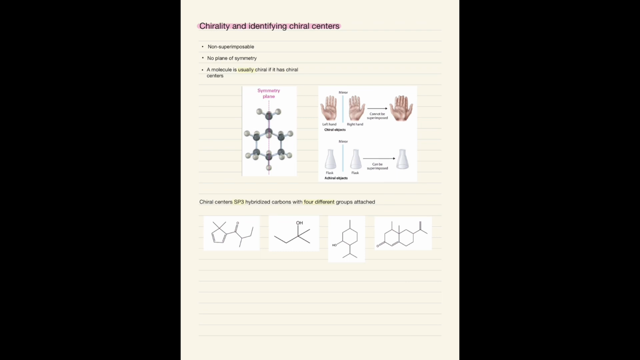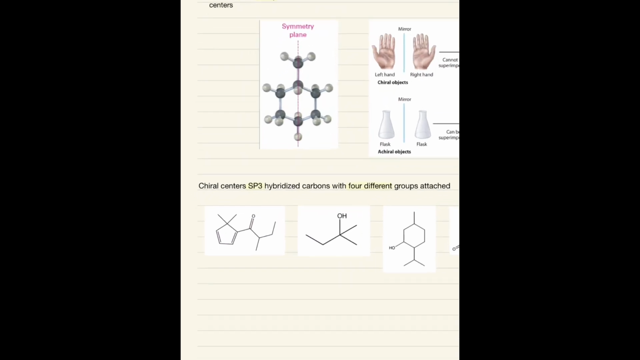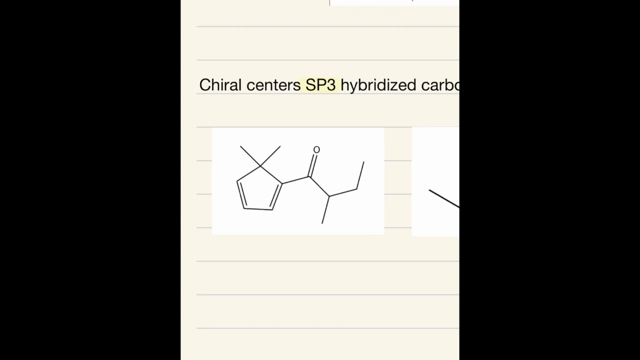Now, moving on to how to identify chiral centers, we need to understand that chiral centers are sp3 hybridized carbons with 4 different groups attached. So let's go ahead and work these problems out. The way that I recommend approaching them for the first time is looking at each carbon in the molecule. I know that seems like a lot, but I promise it will get easier, and it will get to the point where you won't even have to do that. You'll just be able to identify the centers.